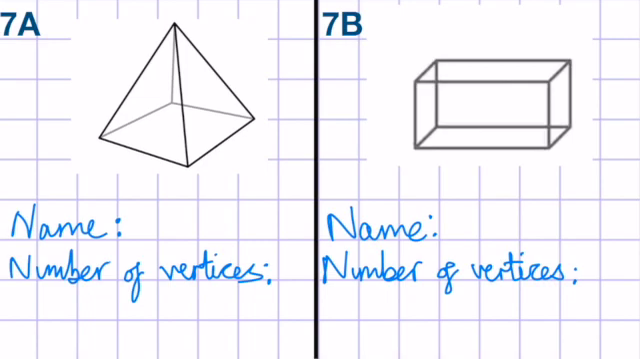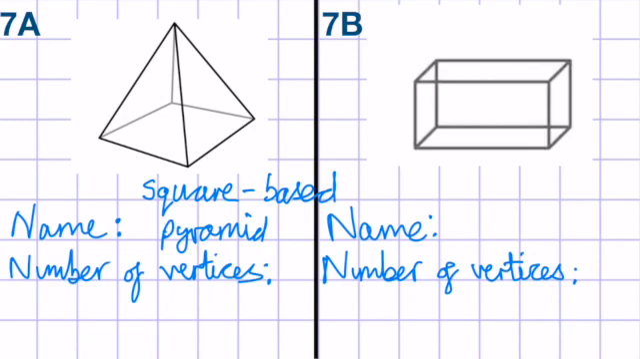7a and 7b, I would like you to write the name of each 3D shape and then the number of vertices, which are the pointy corners. So everyone should do both of those. Press pause and we'll go through the answers after. Okay, so 7a is a square-based pyramid. I'm going to struggle to write that in the space that I've given myself. So it's square hyphen based, then it's pyramid.